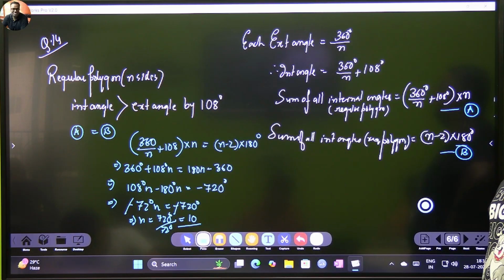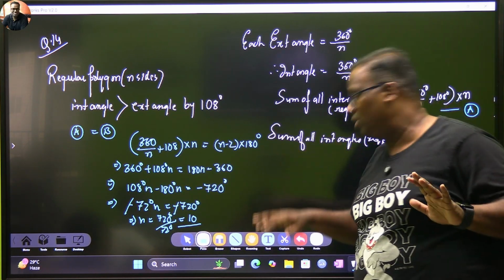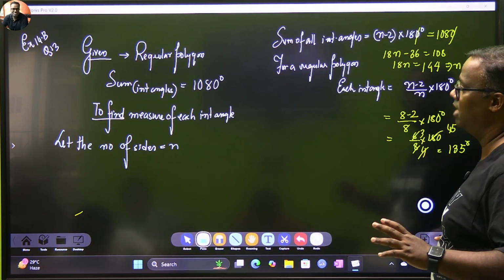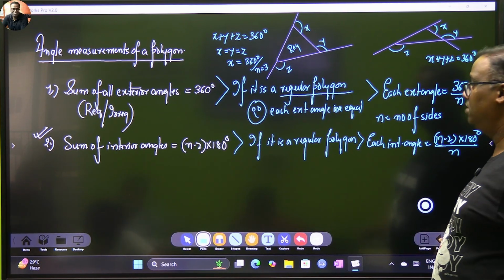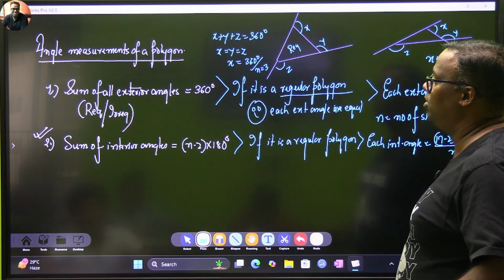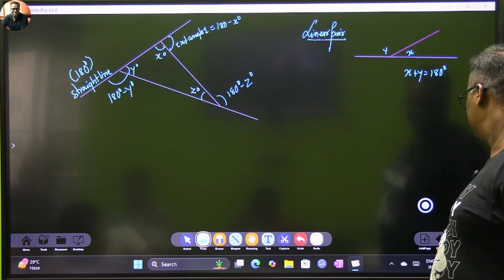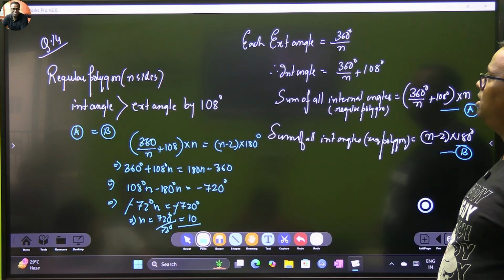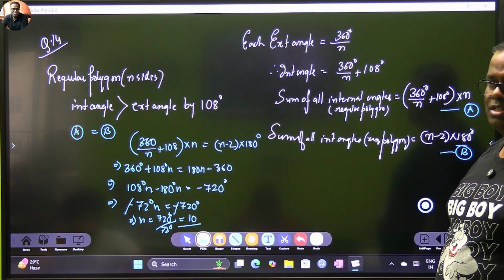Each external angle is always how much? The sum of all external angles, whether regular or not, is 360. You can see this slide. Maybe you are not remembering. I had written one thing: you will get all problems on regular polygons and more on the sum of interior angles, because this has a formula. So what do we get from here? Each exterior angle is this much, right?